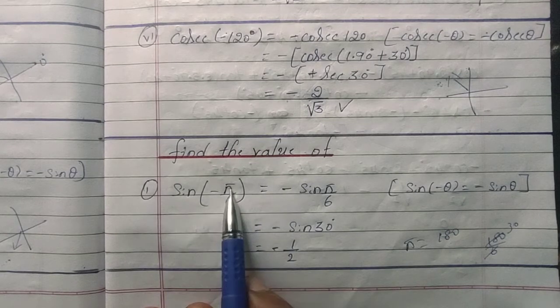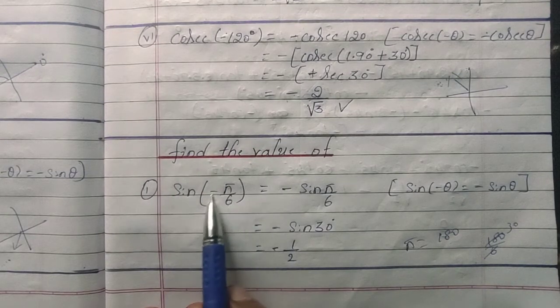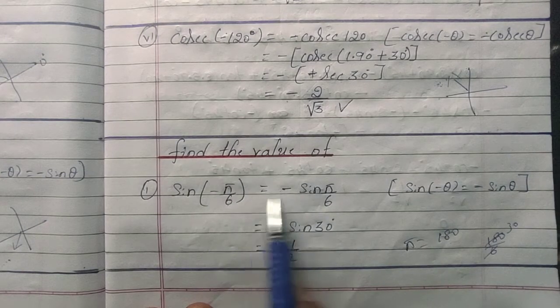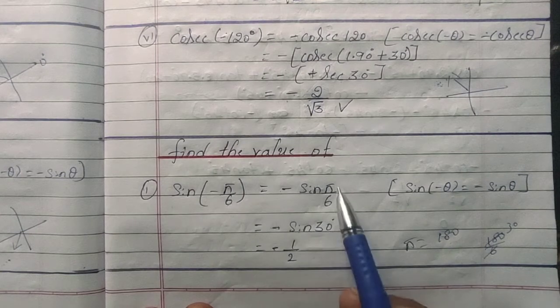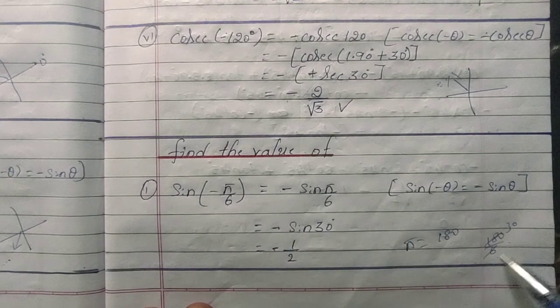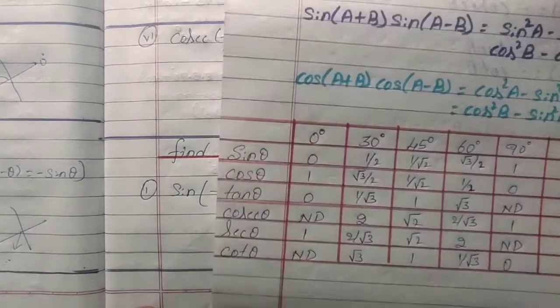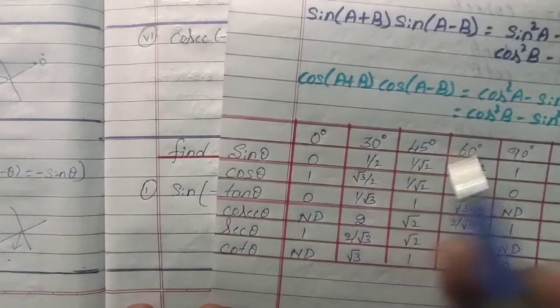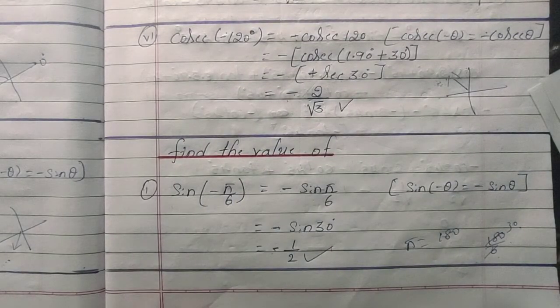So sine of minus theta. Sine, cosecant, tan, cot: when theta is negative, the answer is negative. So minus sine pi by 6. Pi by 6 means 180 by 6 is 30. So minus as it is, sine 30. Sine 30 is nothing but 1 by 2. Therefore minus 1 by 2.